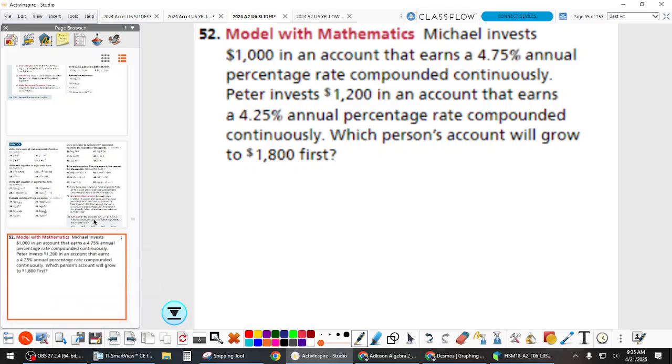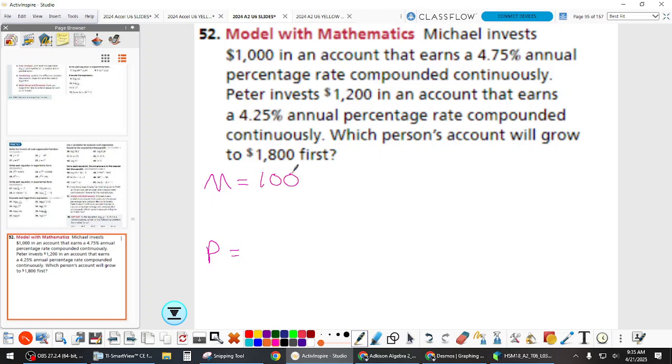Alright, basically we need to write two different equations and then solve for the time in each one and compare, and that's all this is. I'm going to use M and P to keep these guys straight. For Michael, he invested $1,000 and earned 4.75% annual. What's his equation look like?